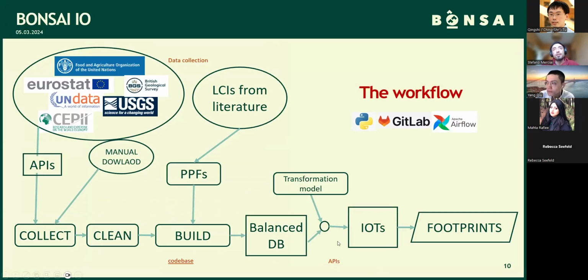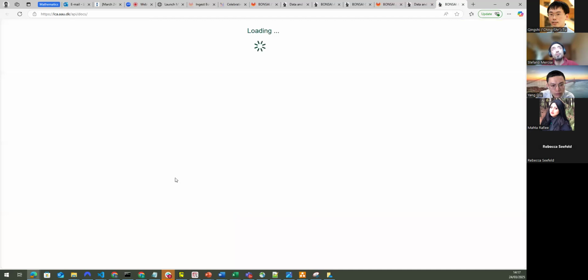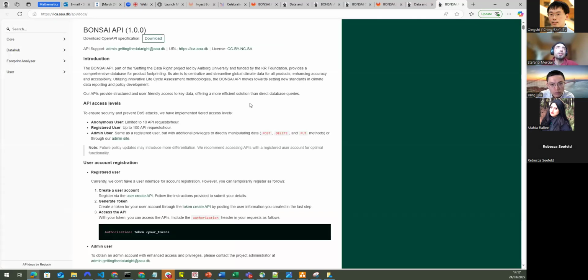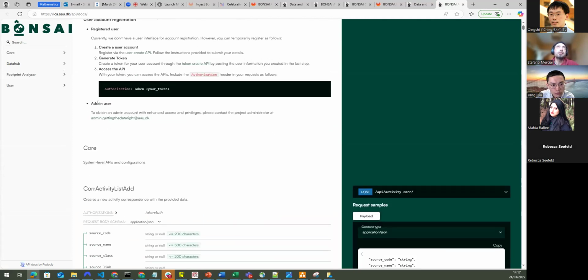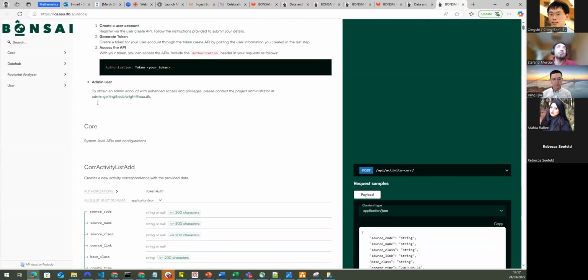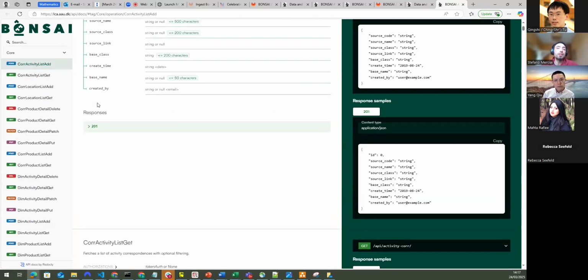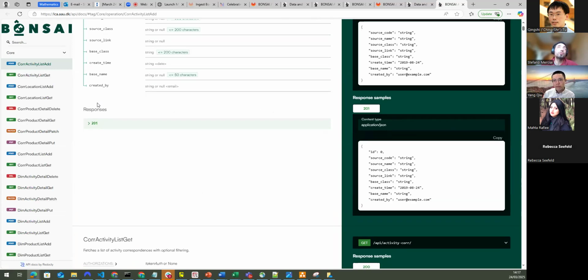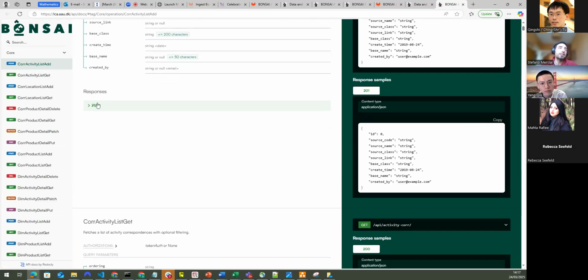And when we are producing this balanced table or input-output tables or the footprints, everything can be downloaded. So we are creating APIs that you can use. It's taking a bit to load. But in this API, you can download all the balanced database. You can download the input-output table, the footprint, the contribution to the footprint, and so forth. So everything can be checked and can be downloaded on your local machine and be used in your daily work.